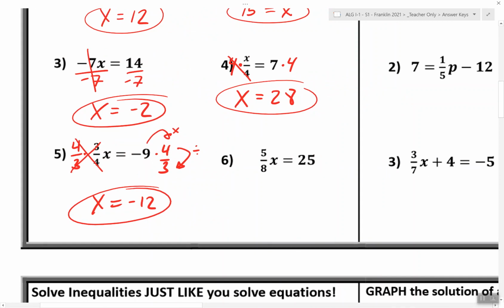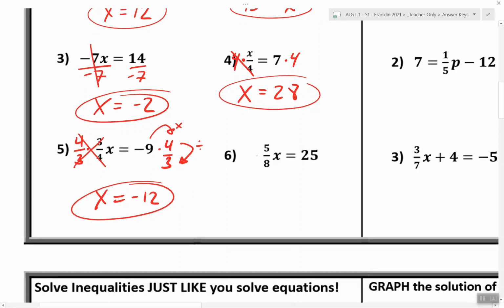Number 6 is very similar. We have 5/8 x equals 25. So we're going to multiply by the reciprocal, which is 8 over 5. These fractions cancel, and x equals 25 times 8 divided by 5. Well, 25 times 8 is 200, divided by 5 is 40.